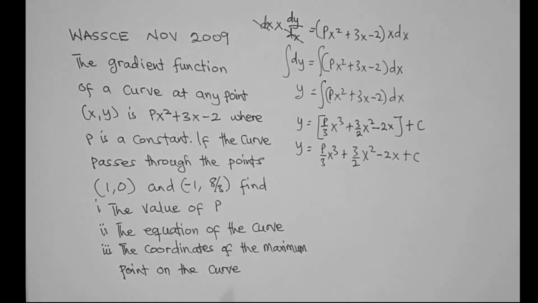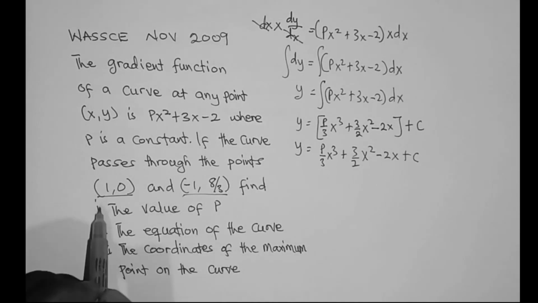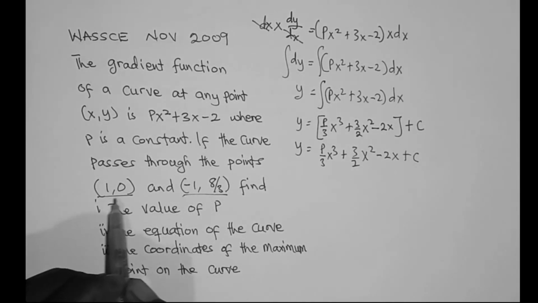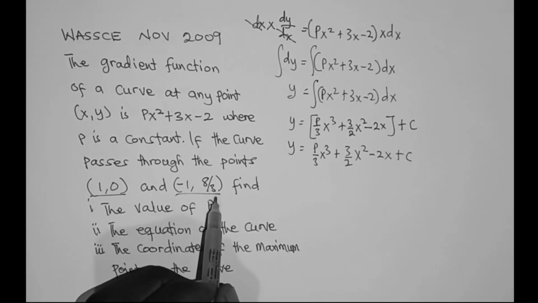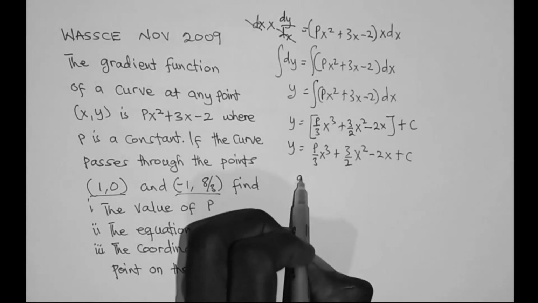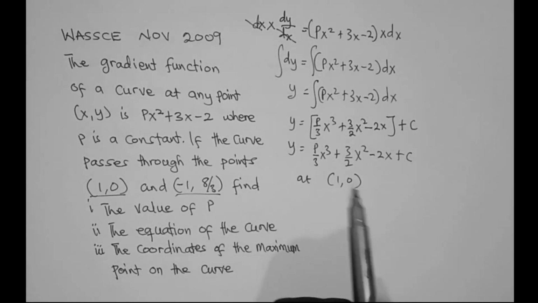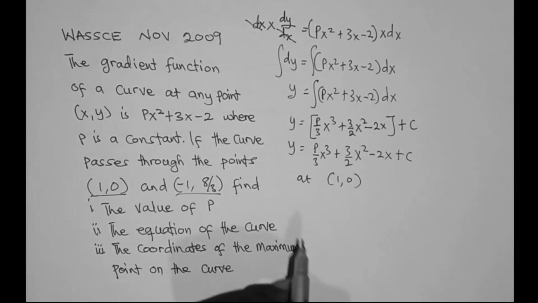So the integral y is equal to p over 3 x exponent 3 plus 3 over 2 x exponent 2 minus 2x plus c. However, the question says that it passes through the points (1, 0) and (-1, 8/3). So we need to substitute (1, 0) and (-1, 8/3) into this equation and find the value of c. At the point (1, 0), wherever we see y, we insert 0, and wherever we see x, we insert 1.